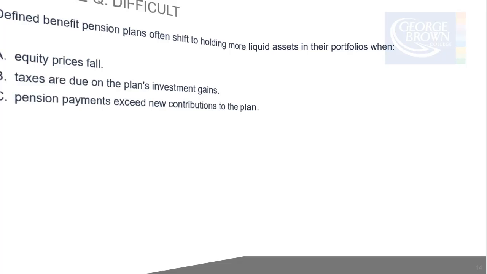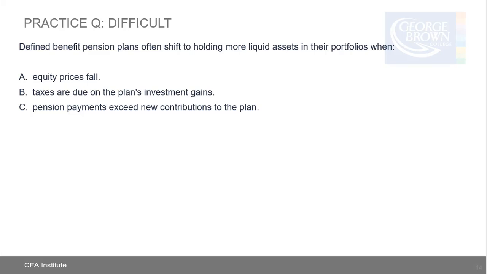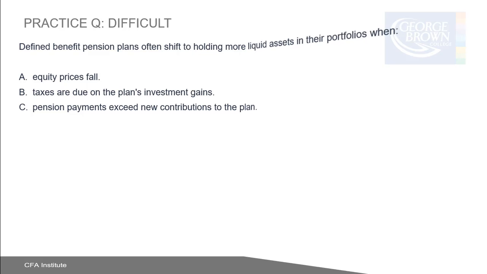So, a quick practice question from the learning ecosystem to check our understanding. It's classified at the difficult level. Defined benefit plans often shift to holding more liquid assets in their portfolio when A, equity prices fall, B, taxes are due on the plan's investment gains, or C, pension payments exceed new contributions to the plan.